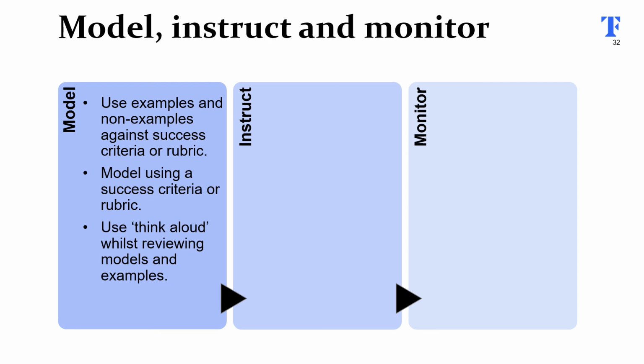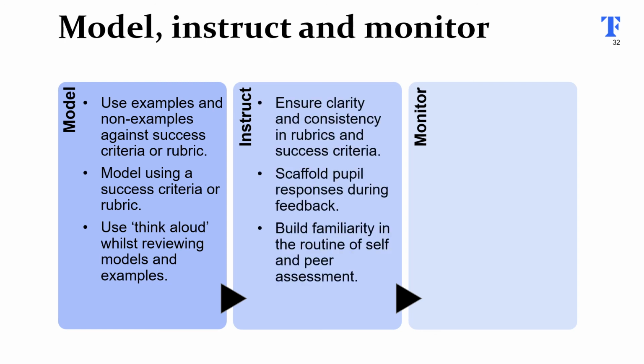By thinking carefully about what you share with the class and how you model the assessment process, you are beginning to enable your pupils to be more reliable markers. Using success criteria, a rubric, or a set of questions you can pose for pupils to use enables you to instruct on what pupils are looking for. You are guiding them to identify what is and what is not effective in a piece of work.